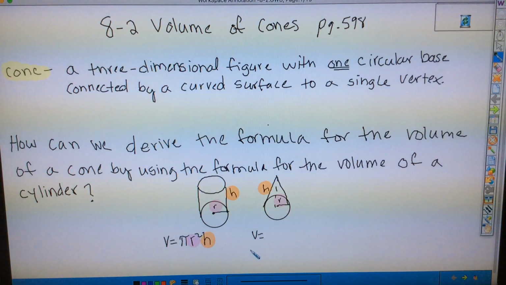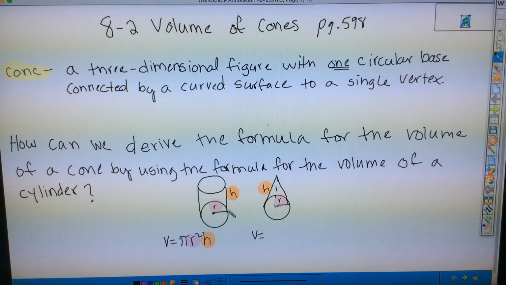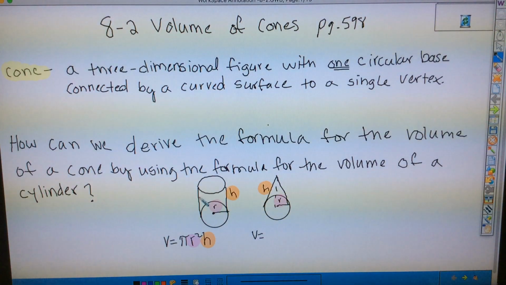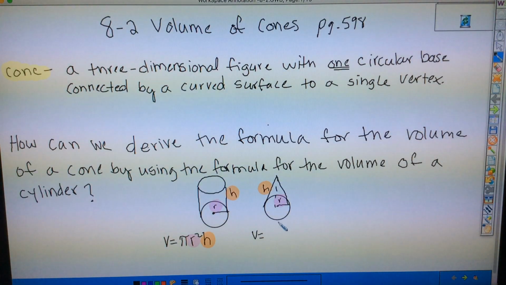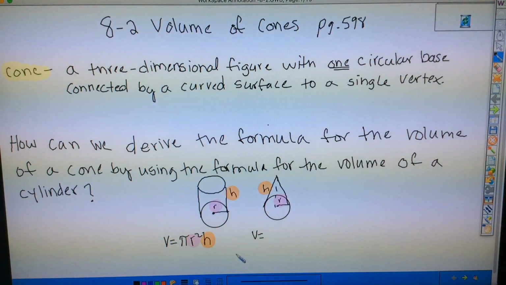So here's something I want you to think about. If I were to fill a cone up with water with the same radius and height as a corresponding cylinder, how many cones would fit into that cylinder? Normally I would have you guys actually do this. I have geometric solids. I would have you fill up the cylinder with cones and count how many times you could actually fill it up. Well, we can't do that, but I do have a YouTube video that I'm going to show you in just a second. A common guess is 2. So let's see if that's a good guess.